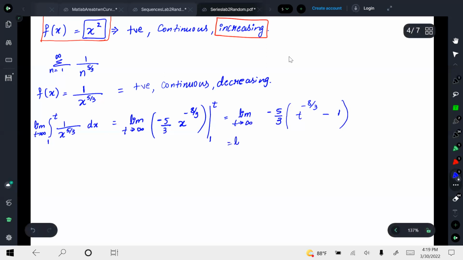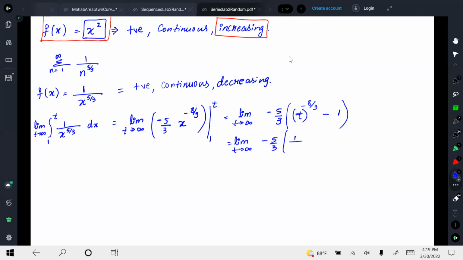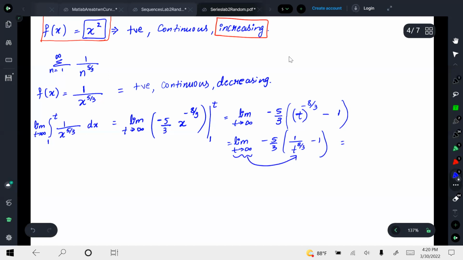Okay, now I can write this the other way around. That is negative 5/3 times t to the negative power, so 1 divided by t to the power of 8/3, minus 1, right? Now when t tends to infinity, when you plug infinity into the denominator, you get 0. So what is the answer? The answer is 5/3.